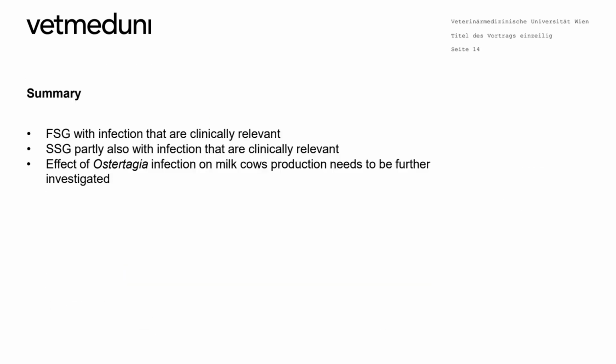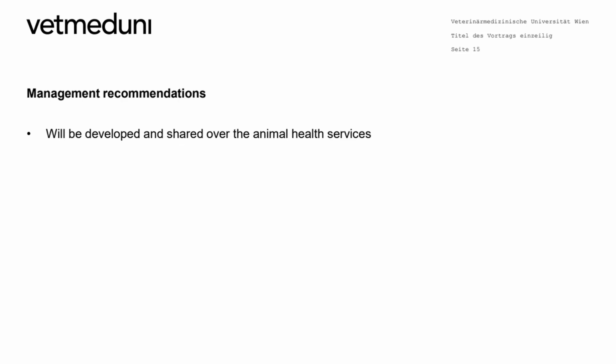So first season grazers have infections that are clinically relevant. Second season grazers partly also have quite high infection levels and would benefit from treatment, but not all of them. So it's very important to consider selective treatment. And the effect of Ostertagia infection on milk cow production needs to be further investigated. So at the moment, we don't want to give advice on that. And so we will develop management recommendations which will then be shared with the Animal Health Services.